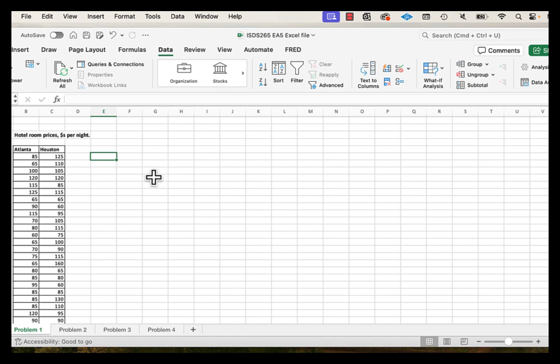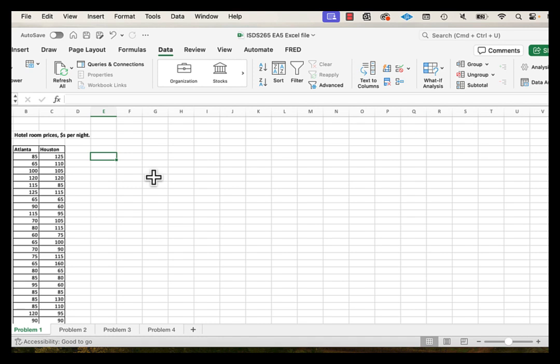The first problem that we have here, we have data from 2 cities on hotel room rates. In this problem you are asked, based upon the sample data, can you conclude that the mean price of a hotel room in Atlanta is lower than the mean price in Houston? If you write this out as a claim, your claim might be the mean price of a hotel room in Atlanta is less than the mean price in Houston. Okay, so that would make that a one-tailed test.